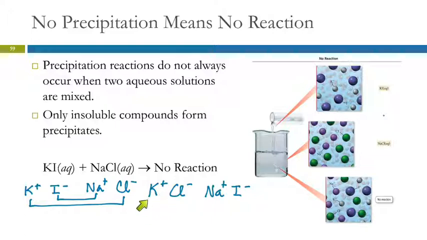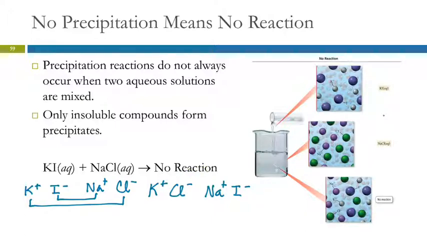So I look at these and I say, well, potassium with chloride. And I go through the list of solubility rules. First line, potassium compounds are always soluble. So this is not going to form a precipitate. I go look at this one. Again, first line, sodium compounds always soluble. No precipitate. So the end of this chemical equation is just no reaction.